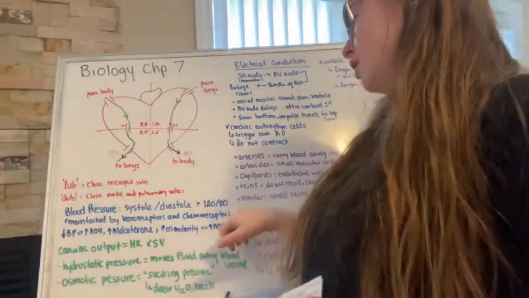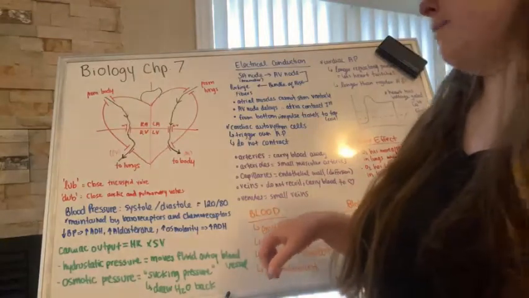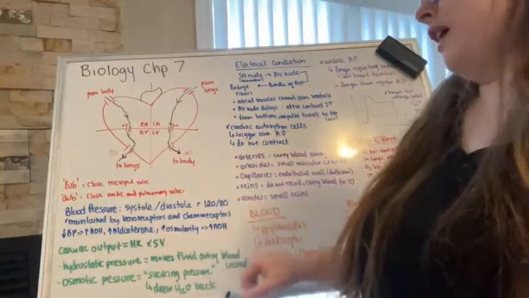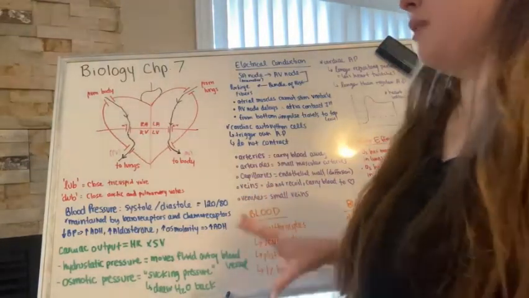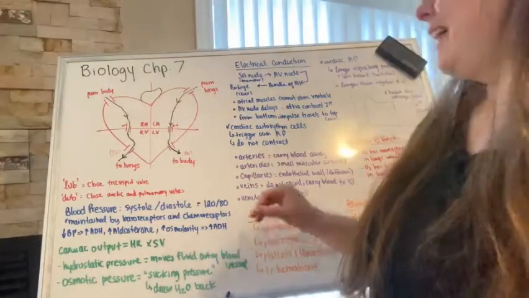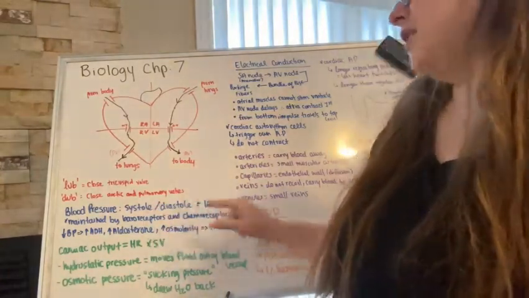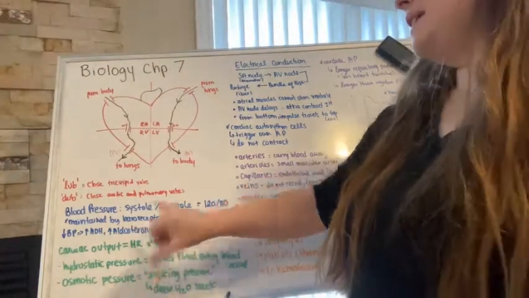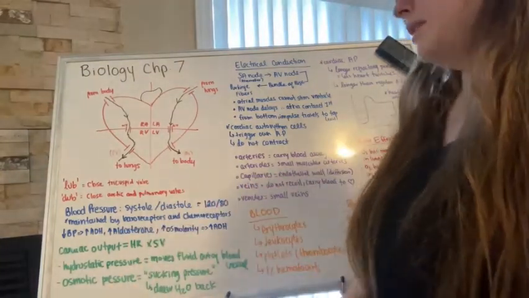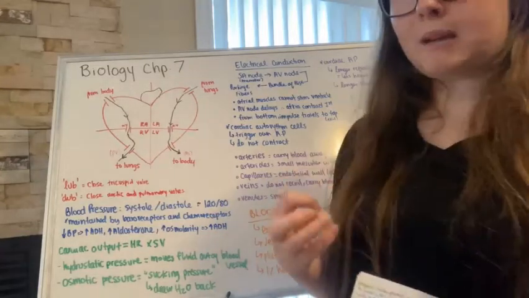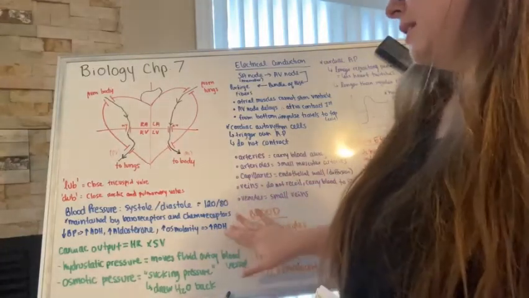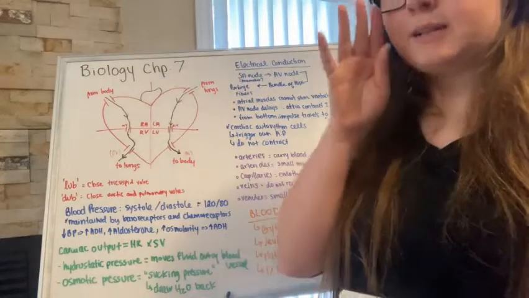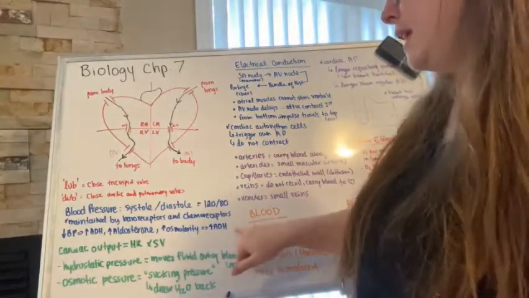So blood pressure is also important in this chapter. So 120/80 is a regular blood pressure, and that is systolic over diastolic, okay? So this is maintained by baroreceptors and chemoreceptors. So when your blood pressure is too low, we will definitely get into these hormones when we cover the endocrine system, as well as your kidney.